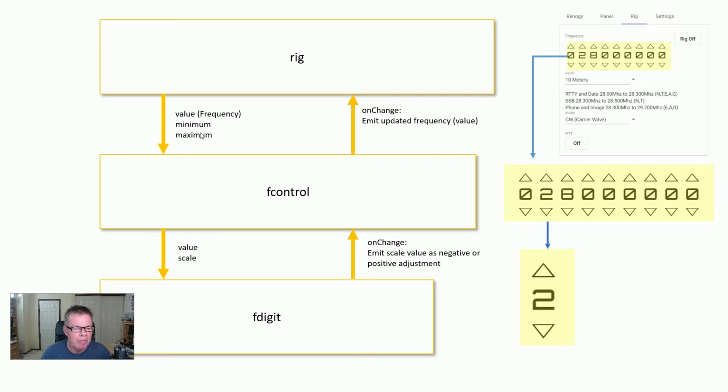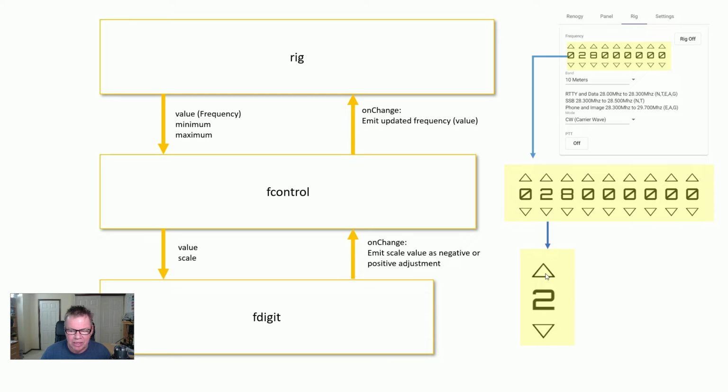I also set a minimum and maximum value, because what I want to happen is when you're within a certain band, say this 10 meter band, that it doesn't allow you to change the frequency to be any higher than what's within that band or any lower than what's in that band. So this minimum and maximum value sets the minimum and the maximum that this value can change. So that's in the F control component, and the F control component also breaks down the frequency into the individual digits and contains a component for each digit.